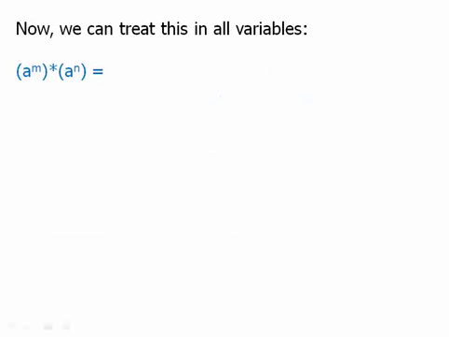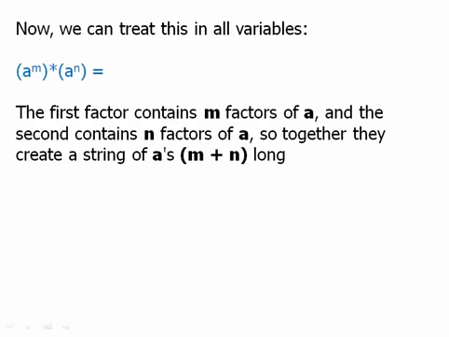Now we can treat this entirely in variables. If I have a to the m times a to the n, think about this again. The first contains m factors of a, so I have a times a times a, m times. The second one contains n factors of a, so I have a times a times a, n times. I multiply them all together, I'm going to get this long string of factors of a, and the number of factors of a in that string will be n plus m.